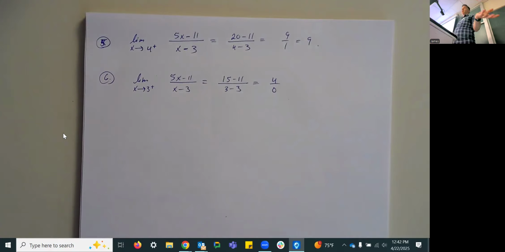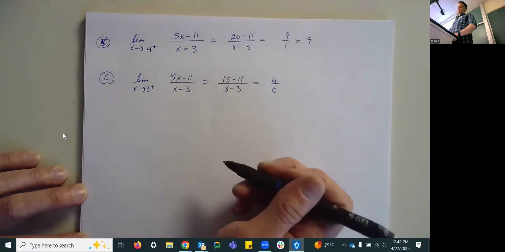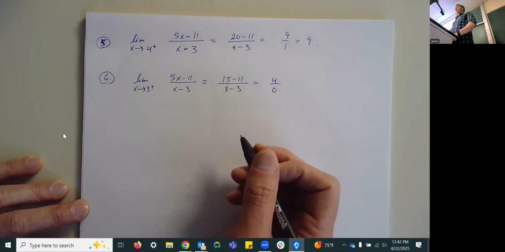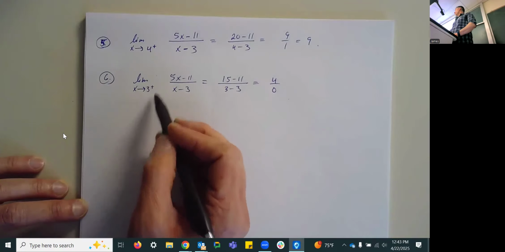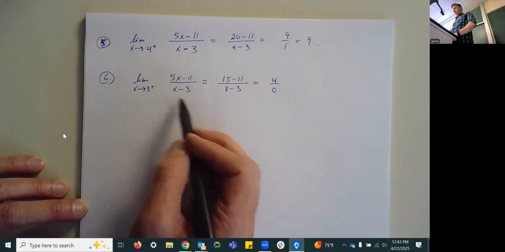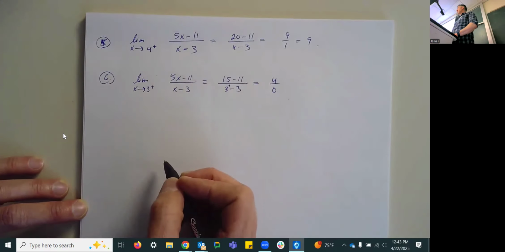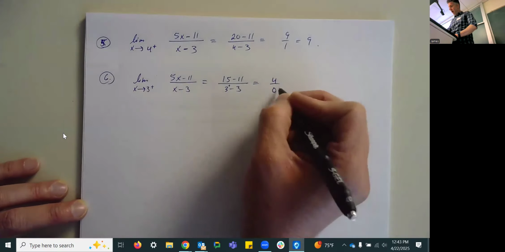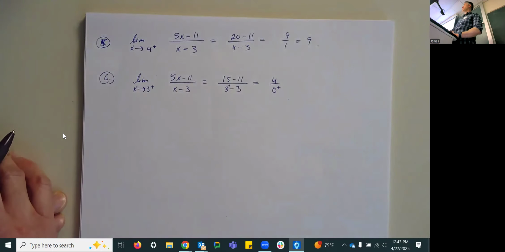This limit is either going to be really, really positively large or really, really negatively large. In this case, the numerator is positive, and technically we were approaching 3 from the side a little bit bigger than 3. So this 3 minus 3 is really a number a tiny bit bigger than 3 minus 3. That means we're getting a slightly positive denominator, which I like to write with a 0 superscript plus. So really you have 4 divided by a very, very tiny positive number.